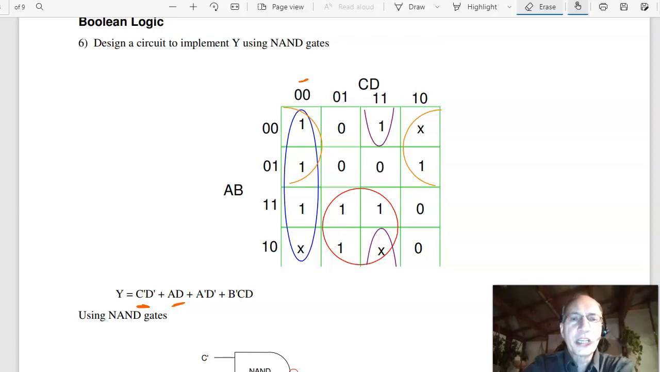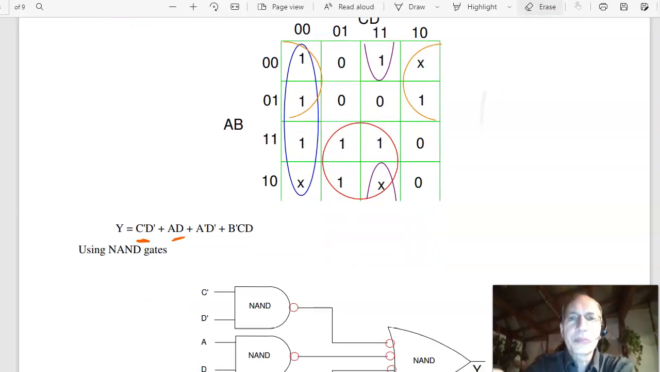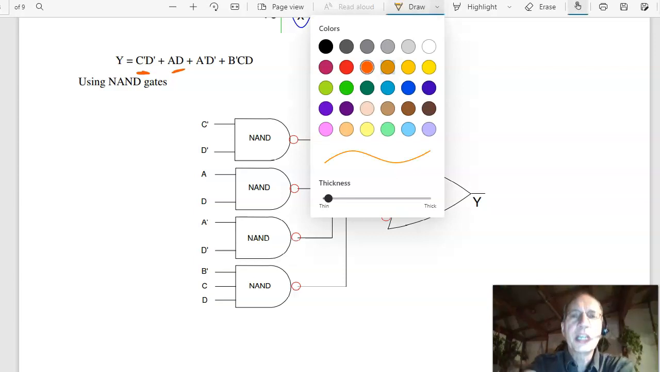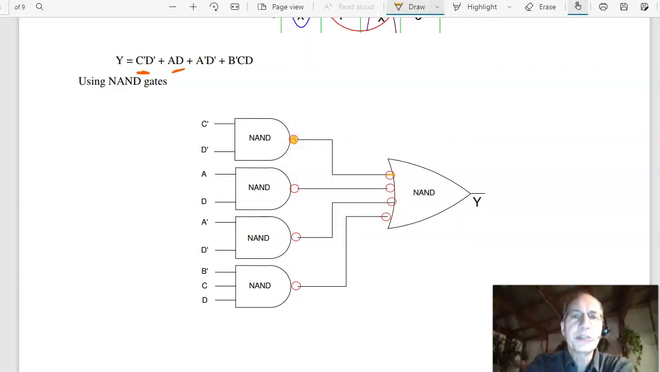Once I get the logic, I can implement that. This is going to be C bar D bar, or AD, or A bar D bar, or B bar CD. Once you draw that using ANDs and ORs, I then throw in a double negative. Here's the double negative, and another, and another. NOT AND becomes NAND, and NOT OR is also NAND. So this is how you implement it with NAND gates. For NAND gates, you circle the ones.